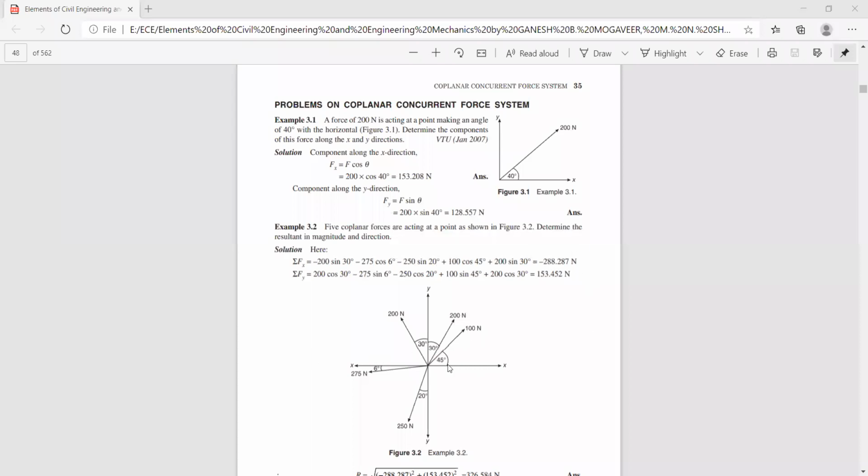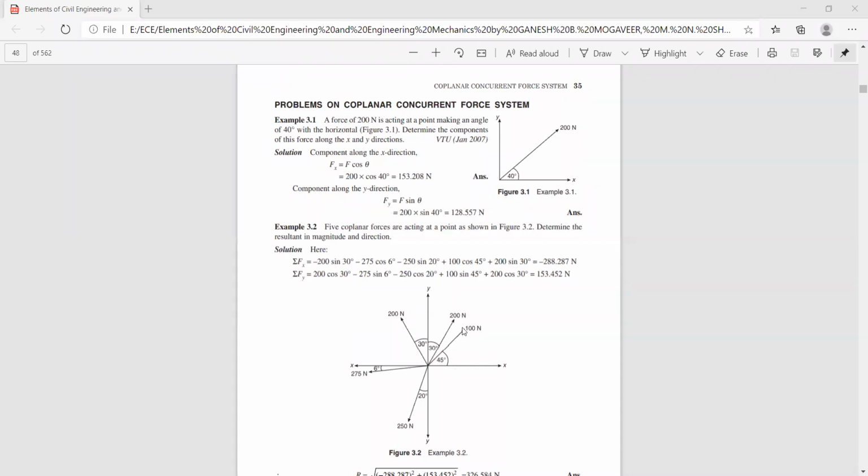Either you can write this minus, or in the bracket you can show the arrow. The arrow is towards negative direction in the bracket. Either you can use a minus sign, or in the bracket you can show the arrow, which implies that the sum of x component is in the negative direction. Now similarly, let us find the sum of y components.